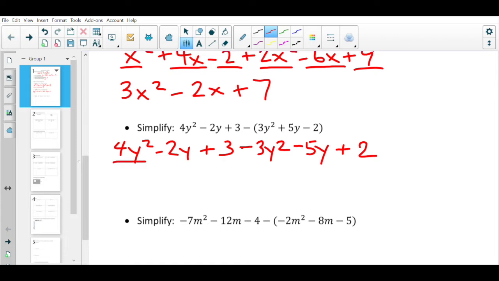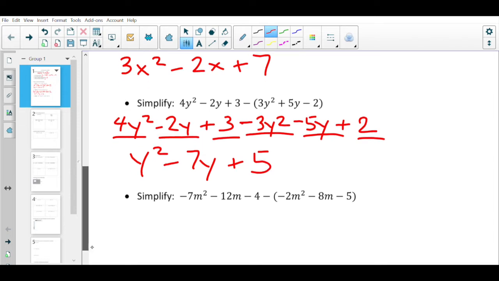Now all we're left with is combining like terms. That is y squared, and then we have a minus 2y and a minus 5y, that's minus 7y, and plus 2 and plus 3 is plus 5.